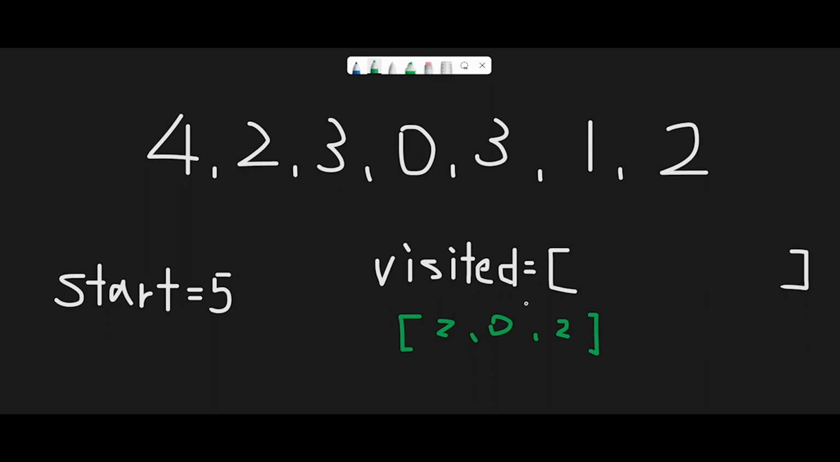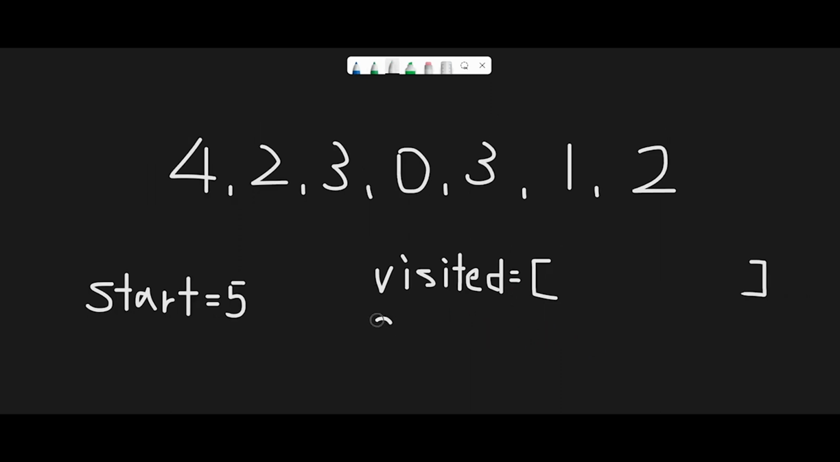So 1, 2, and then we have to jump forward or back again. But if we jump forward, we are out of bounds. So we have to jump back 1, 2, and then again jump forward or back, but jumping back is out of bounds, so we have to jump forward 1, 2. This is a kind of infinite loop, but we have to finish the program. That's why we have to store the places we already visited.